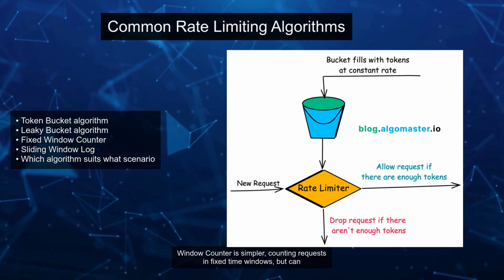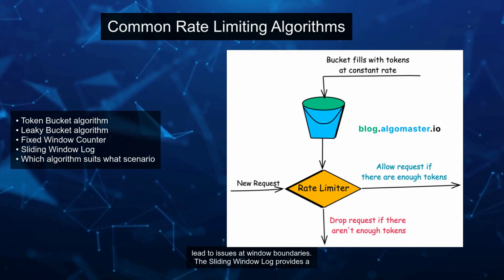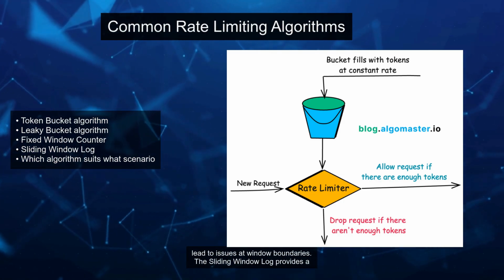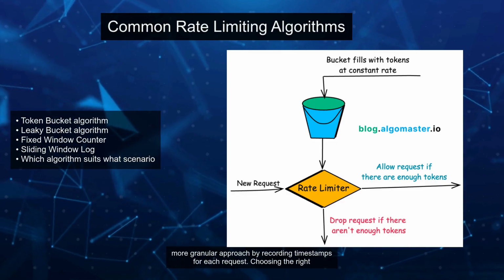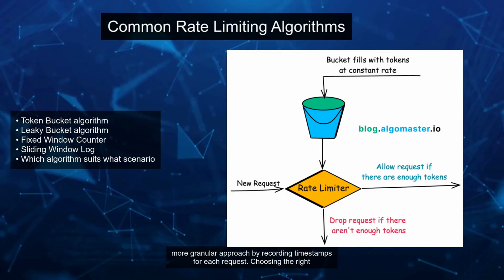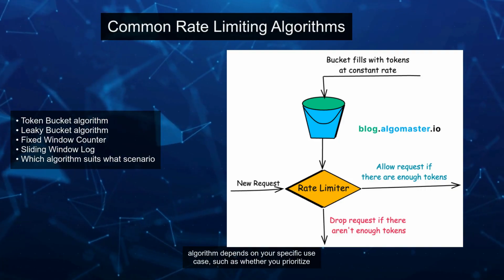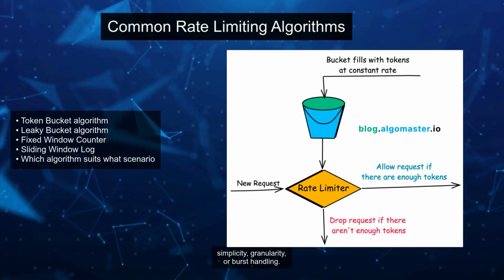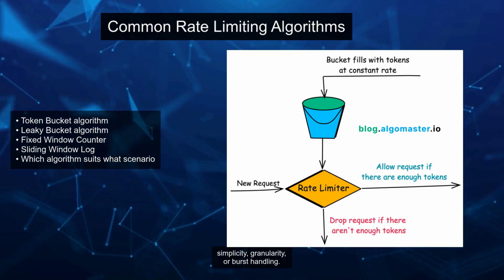The fixed window counter is simpler, counting requests in fixed time windows, but can lead to issues at window boundaries. The sliding window log provides a more granular approach by recording timestamps for each request. Choosing the right algorithm depends on your specific use case, such as whether you prioritize simplicity, granularity, or burst handling.